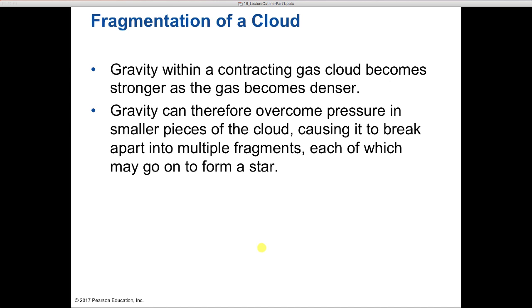So again, gravity within a contracting gas cloud becomes stronger as the gas becomes denser. And then once it becomes strong enough, it can overcome the pressure in smaller pieces of the cloud, maybe not the entire cloud, but in smaller pieces of the cloud. And so typically the cloud will break up into small pieces, and you won't necessarily get one star out of your one initial cloud of gas and dust. You might get many stars out of that cloud.